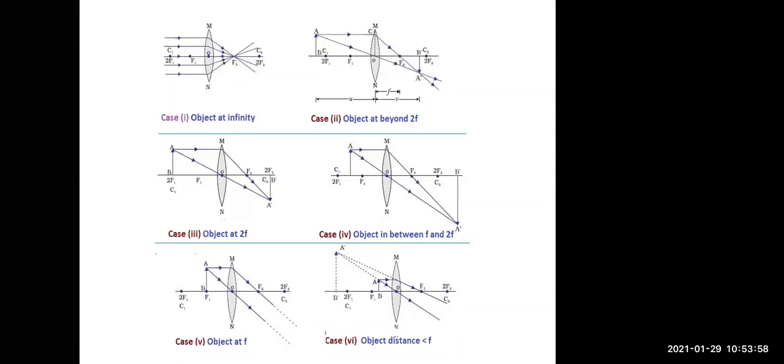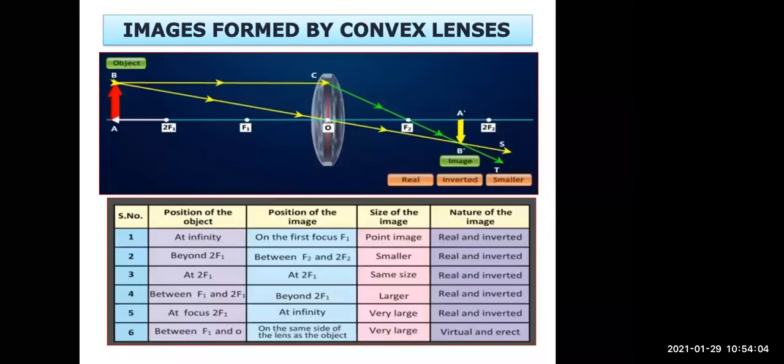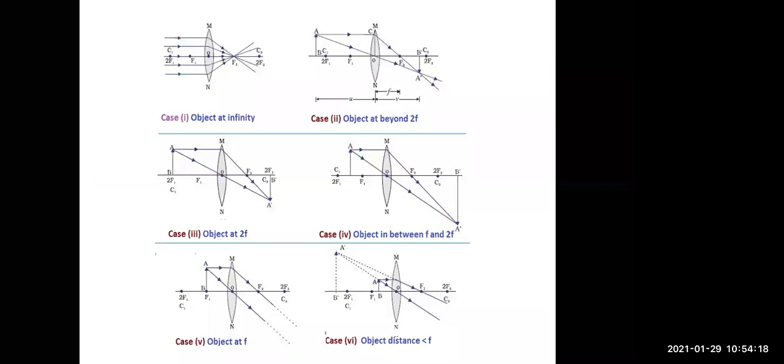With the help of the first rule, we have drawn this figure, and if you tally the points given here, at infinite position, if the object is there, then the position of the image will be at the first focus, that is F1, and the size of the image will be a point image, and the nature of the image will be real and inverted. So you can see this picture.